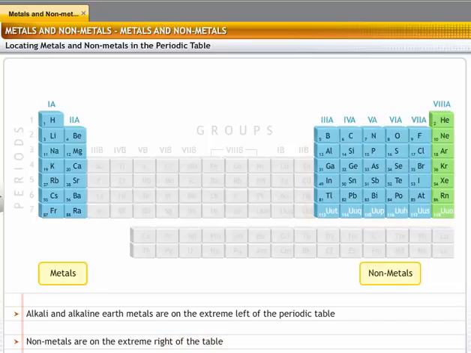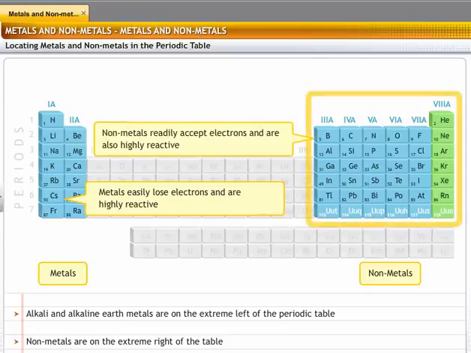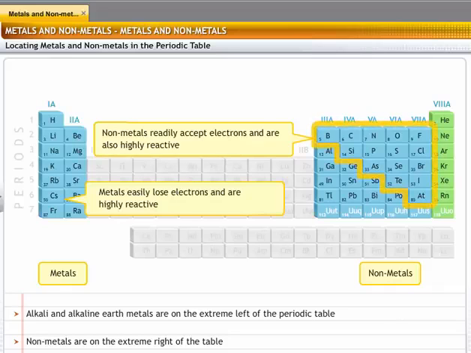Based on the positions of metals and non-metals in the periodic table, it is possible to predict their properties. For example, the elements on the extreme left of the periodic table are metals that easily lose electrons and are highly reactive. On the other hand, the elements on the extreme right are non-metals. They readily accept electrons and are also highly reactive. You will now learn about these properties in detail.